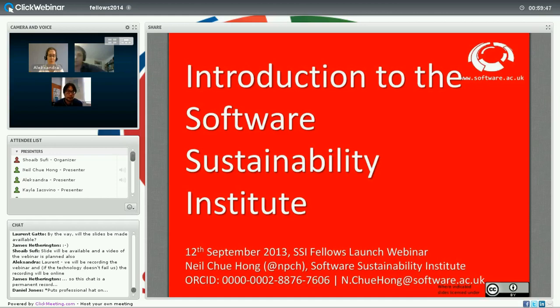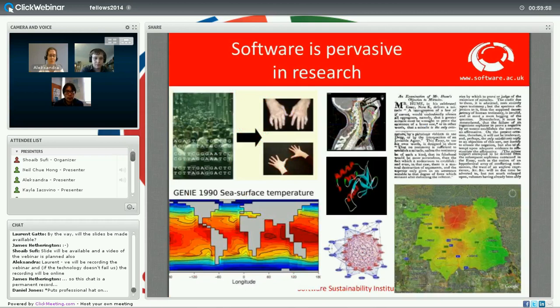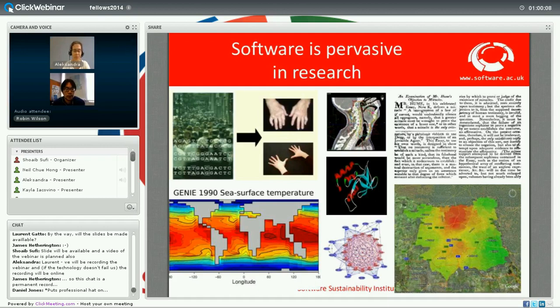So the Software Sustainability Institute is really about software in research. Software is pervasive in research. A few years ago, we undertook a set of small projects with a number of different researchers looking at things as diverse as ocean temperature modeling through to cancer treatment and understanding the growth of populations in cities like Leeds.